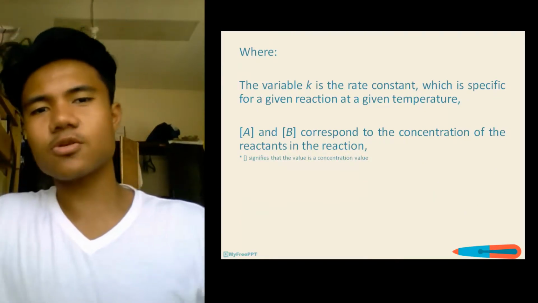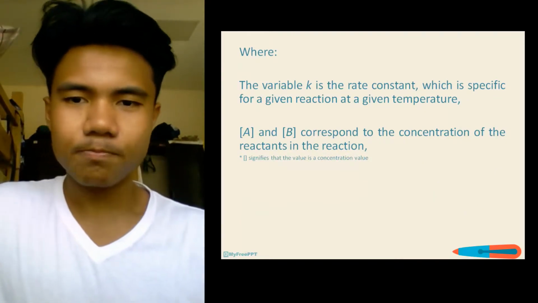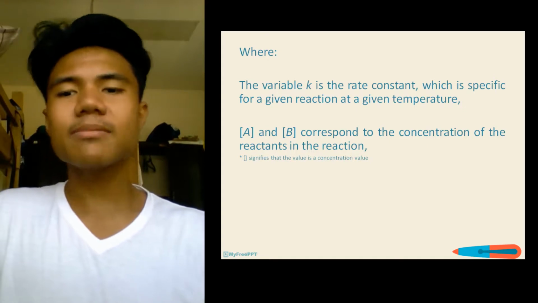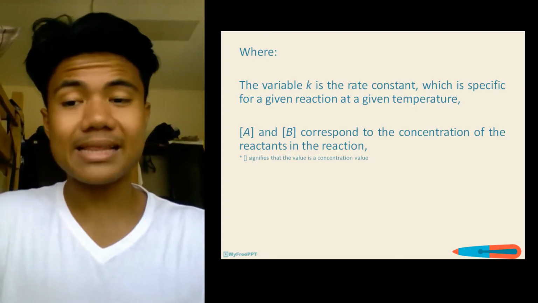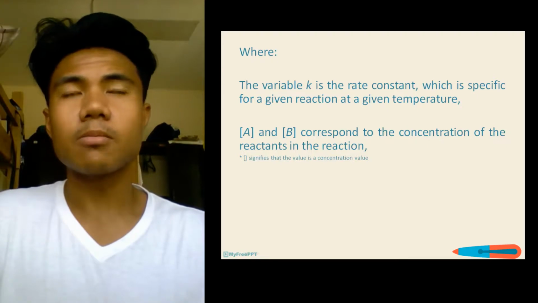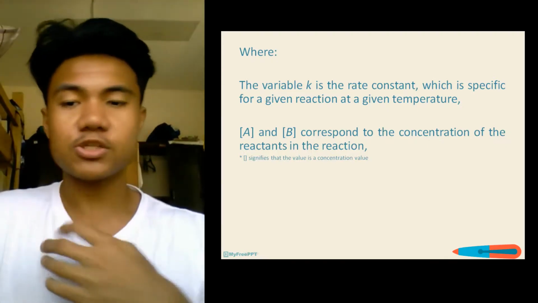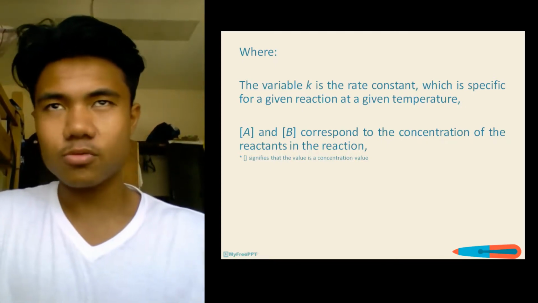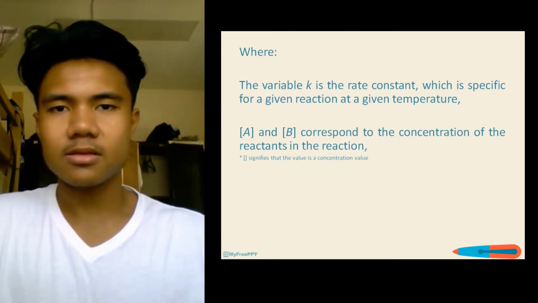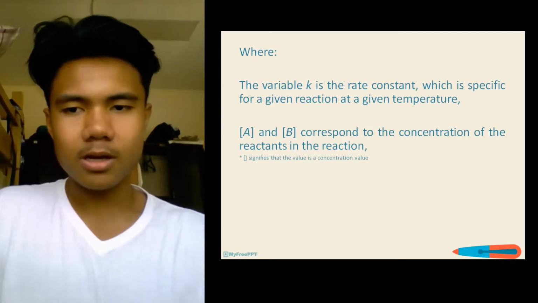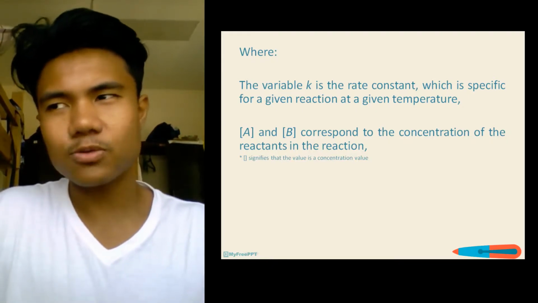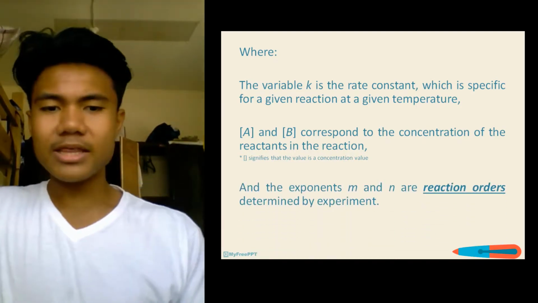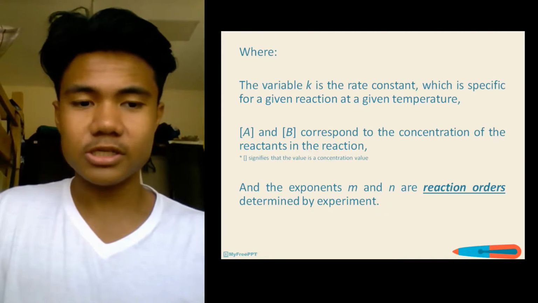Okay, so the value of K is the rate constant, which is specific to a specific temperature. A and B mean that it is the concentration of the reactant, so it's the moles per liter of each reactant. During an experiment, A and B vary while K remains constant, and of course the orders remain constant. As these two vary, it will have an effect on the rate of the reaction, which will be explained further later. And the exponents of M and N are the reaction orders determined by the experiment.